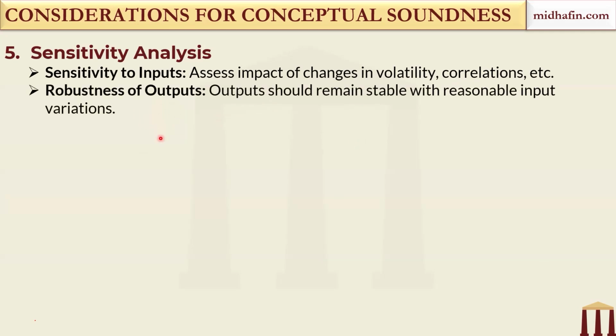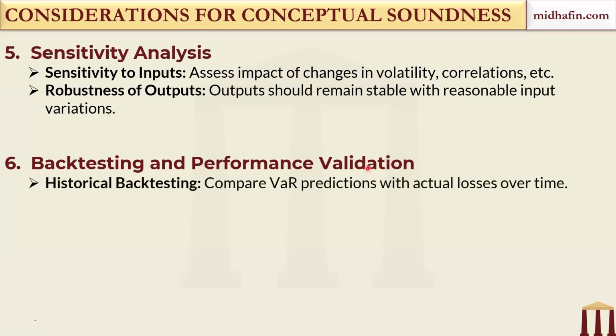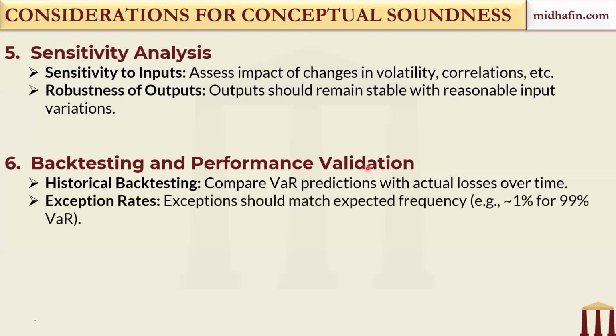And then we get into back testing and performance validation. Back testing, as we all know, is the classic way to check if the model is doing its job or not. So we compare the predicted VAR with the actual losses over time. If the model says there is only a 1% chance of breaching the VAR, then we should see exceptions roughly 1% of the time. If we see more exceptions, that's a red flag for sure.